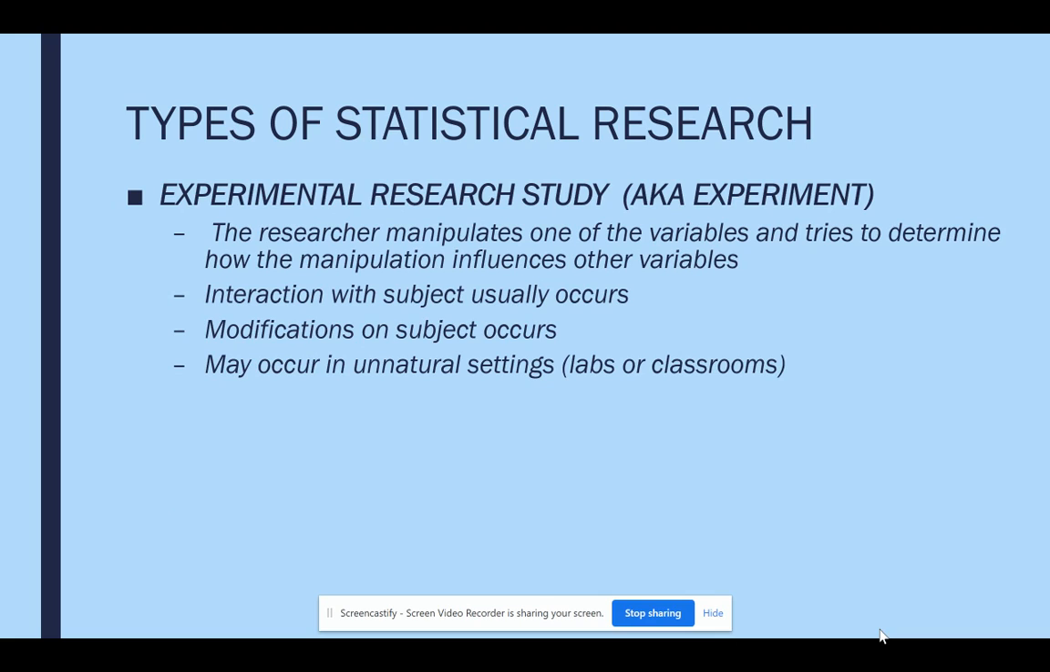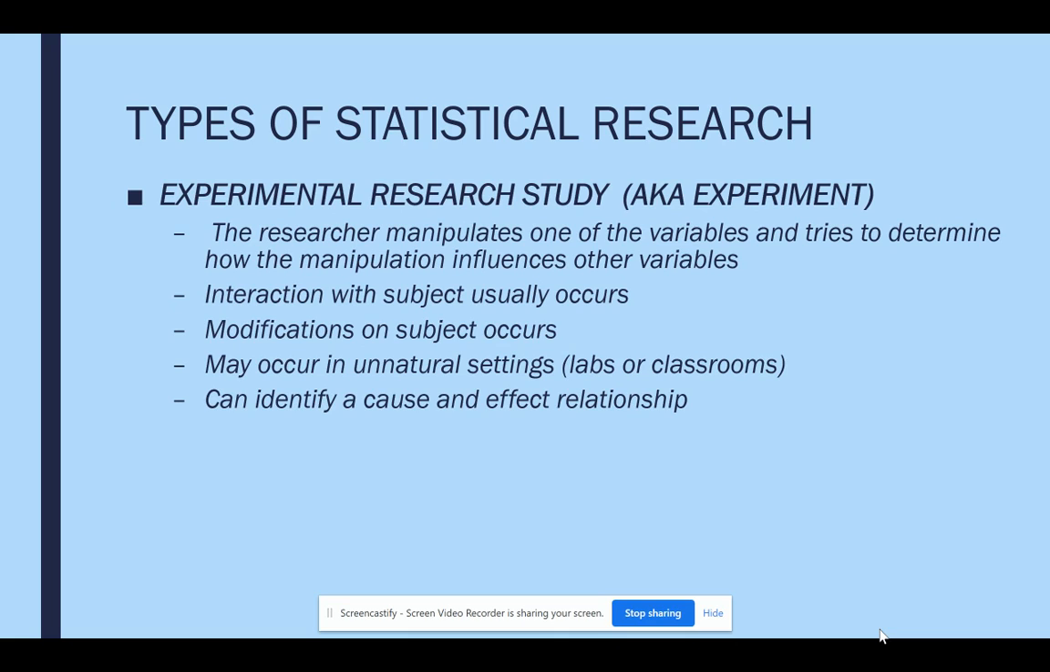Typically, an experimental research study is going to occur in somewhat of an unnatural setting because you have to very carefully monitor your subjects, and you want them to be in a controlled environment. So those often occur in laboratories. They can also occur in classrooms.